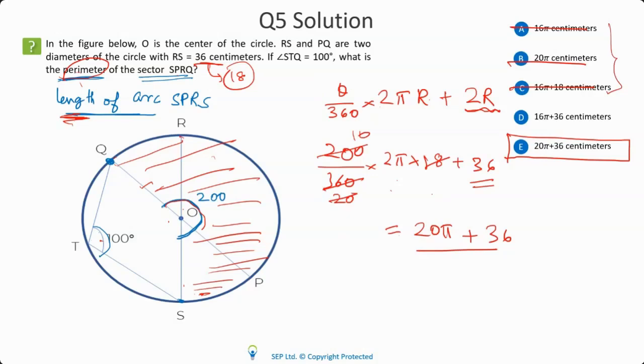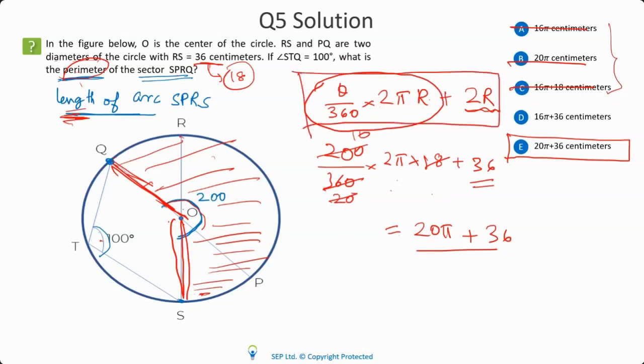Pooja is asking, why have you added 2R? Pooja, as I told you, we're looking for the perimeter, right? When you're looking for the perimeter, you need to take the length of the arc plus the two lengths that are encapsulating it. So notice I have to take this portion, this length, plus this length, because it's talking about the perimeter. That's the difference I was trying to make you understand. If the question just asks about length, you'll do this. If they ask about perimeter, you'll add 2R. Why 2R? Because you need to add QO plus OS, and they are radiuses. This is R, this is R. So I hope this answers your query.